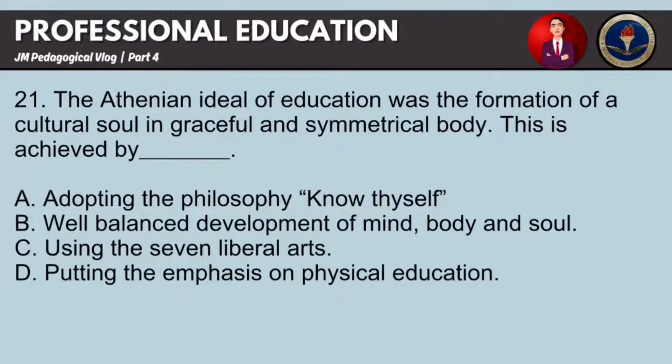The Athenian ideal of education was the formation of a cultural soul in graceful and symmetrical body. This is achieved by A. Adopting the philosophy, know thyself. B. Well-balanced development of mind, body and soul. C. Using the 7 liberal arts. D. Putting the emphasis on physical education. B. Well-balanced development of mind, body and soul.